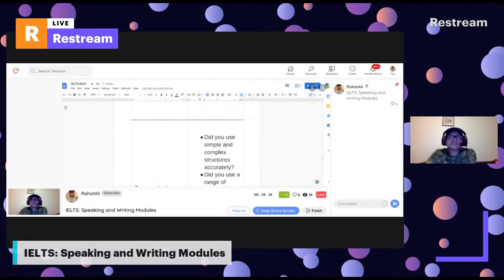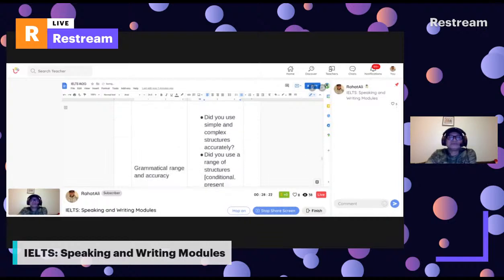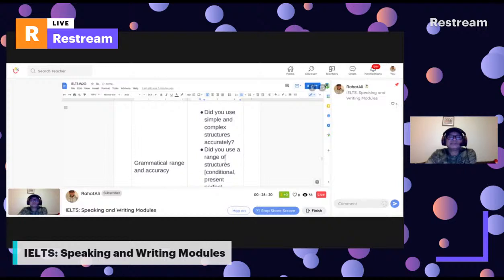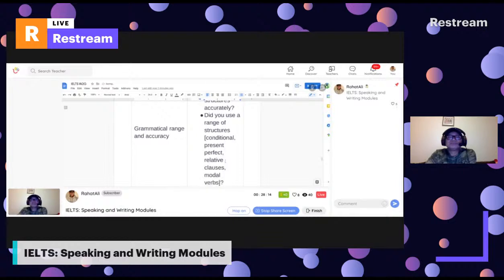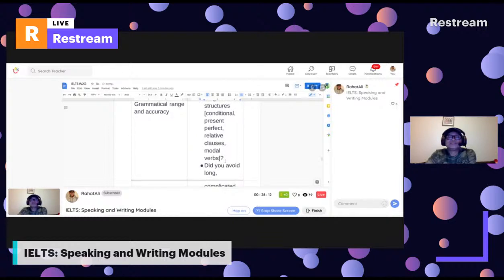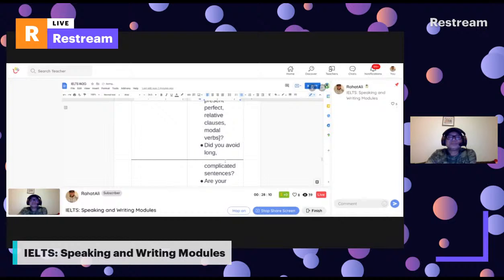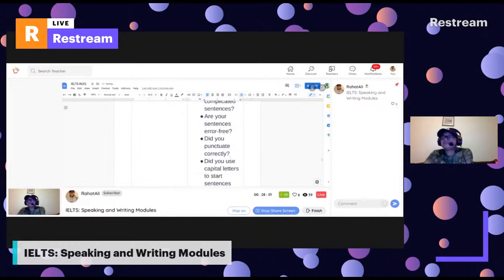Did you use simple and complex structures accurately? Now, grammatical range and accuracy part. Did you use a range of structures: conditionals, present perfect, relative clauses, modal verbs, etc.? Did you avoid long, complicated sentences? Are your sentences error-free?